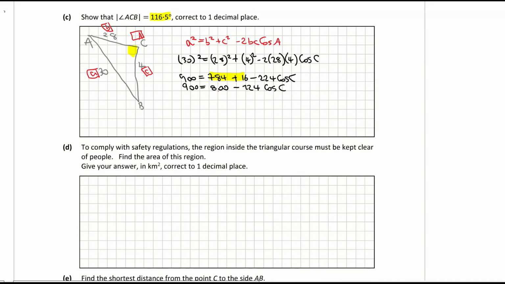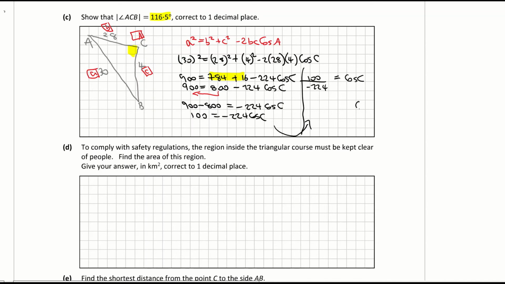Next thing I'm going to do is take 800 away from both sides, or move that 800 over. So that gives me 900 minus 800 is equal to minus 224 cos of C. So that's 100 is equal to minus 224 cos of C. Next I'm going to divide both sides by minus 224. So 100 divided by minus 224 is equal to cos of C.